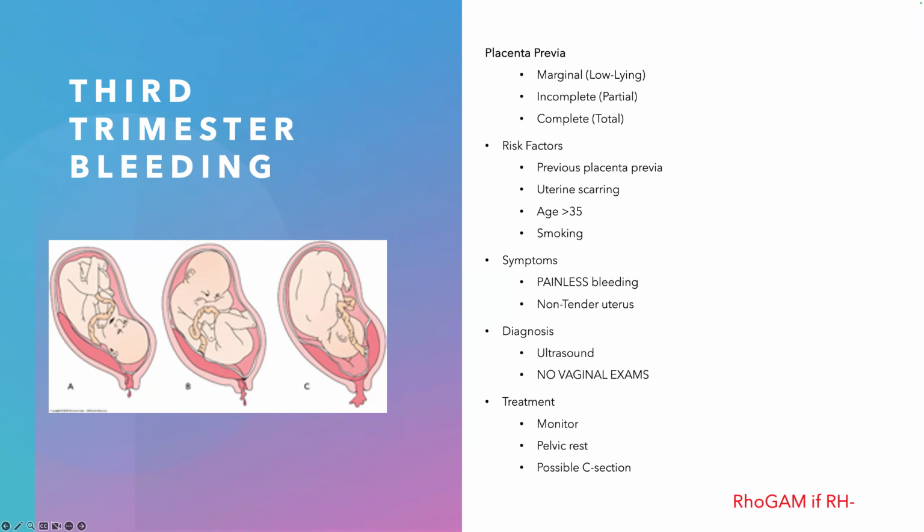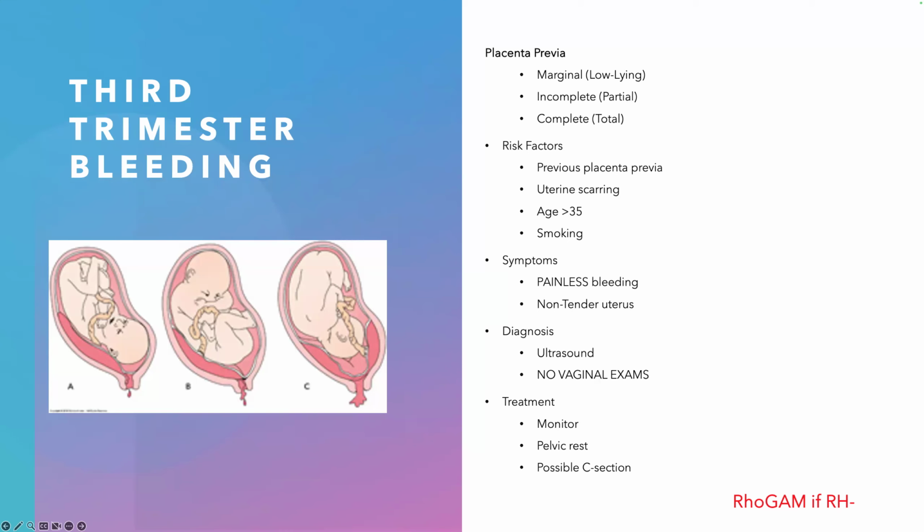And the reason we don't want to do a vaginal exam is because we don't want to potentially stick our fingers through a placenta. I know I don't want to be the person to stick my fingers through a placenta and cause massive hemorrhaging. And so what do we do with these people? We monitor them. They typically stay in the hospital for a little bit. Pelvic rest: nothing in the vagina, no heavy lifting, no intercourse, no tampons, nothing. We want to keep their pelvis really quiet, and then possible C-section if it doesn't resolve.